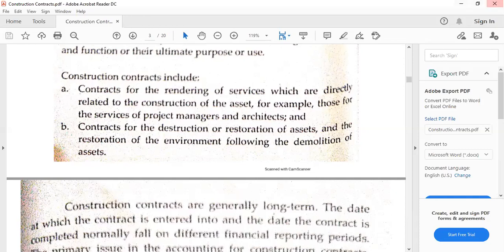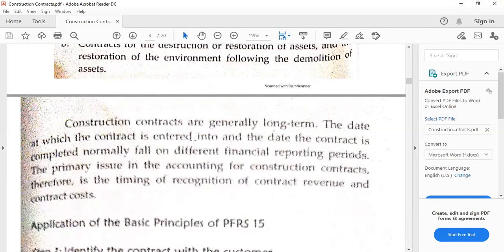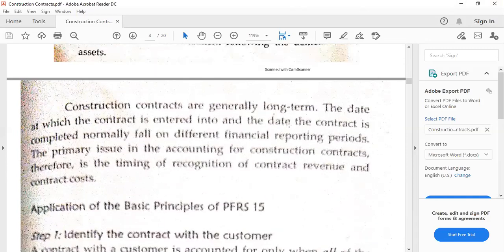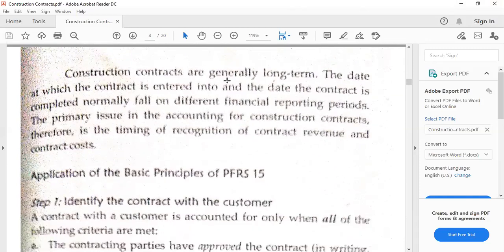All right. So construction contracts are generally long-term. Of course, this will be done at long-term or more than 1 year. So that's why I also said that the topic is construction contracts or long-term construction contracts. So one concern or issue would be how to account for these contracts, and when do we recognize the timing of contract revenue and contract costs.